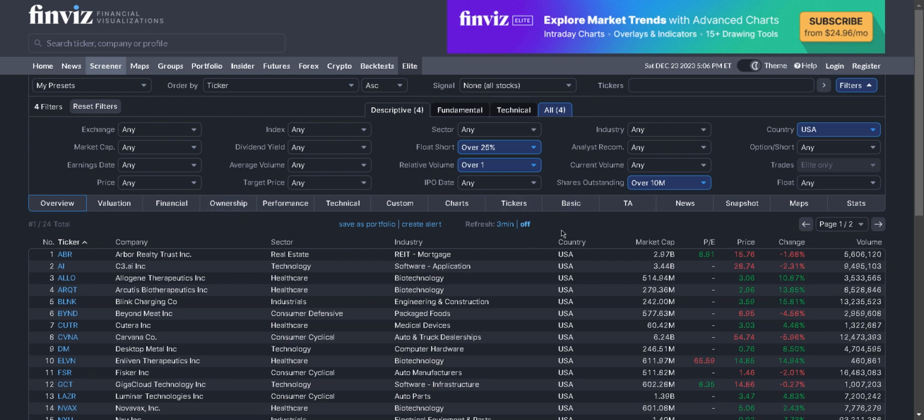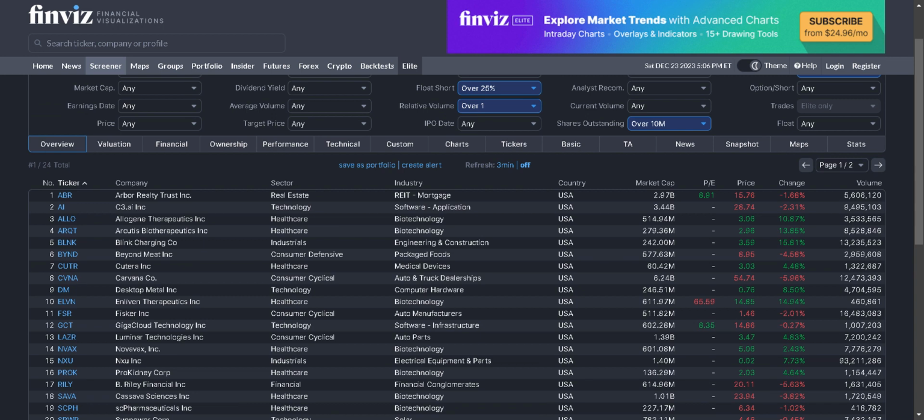Bam, like this. So what are you going to get? You're going to get stocks which are actually being shorted a lot. So we're looking for stocks that have a potential to short squeeze. Simply said, what's a short squeeze?